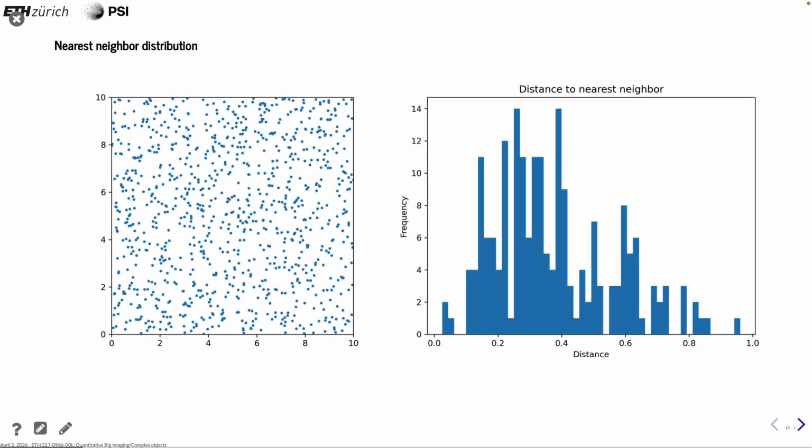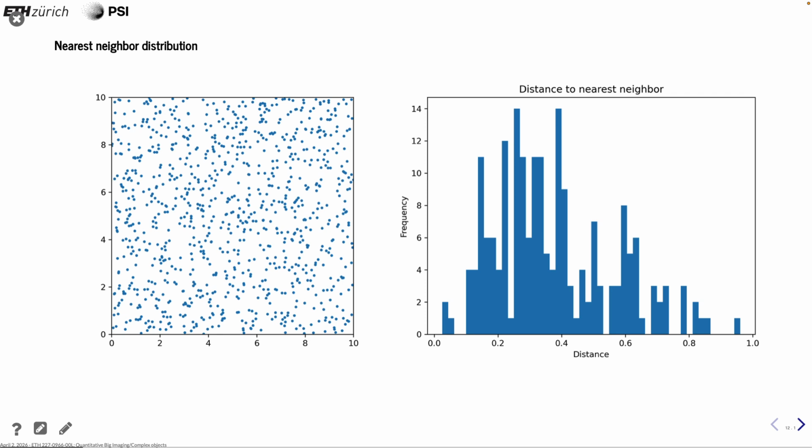So look at the nearest neighbor distribution. Here we have one culture. You see the dots are distributed in different ways, and if you look at the distance to the nearest neighbor, we get some distribution. I don't know, maybe it's Poisson distributed, potentially, I don't know.